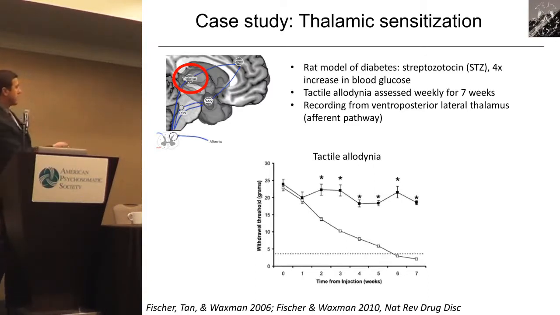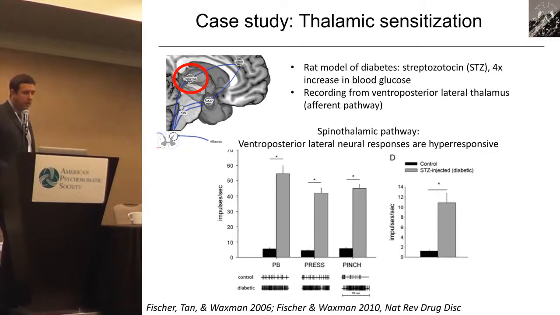Let's see if I can get my laser pointer okay here. Let's see. This is the withdrawal threshold. So in the pain model, it goes way down. So there's a dramatic increase in sensitivity. And if you look at the VPL neurons, they're hyper-responsive. So the dark bars are the controls. The light bars are the diabetic model. And that's the summary of firing rates. So there's a dramatic increase.